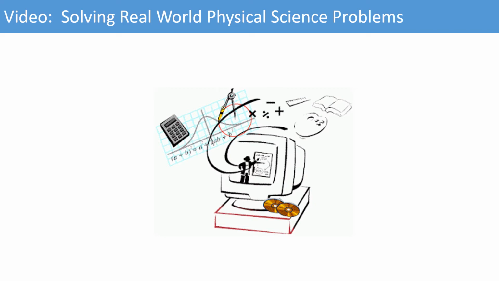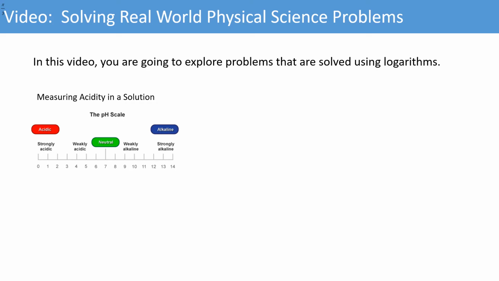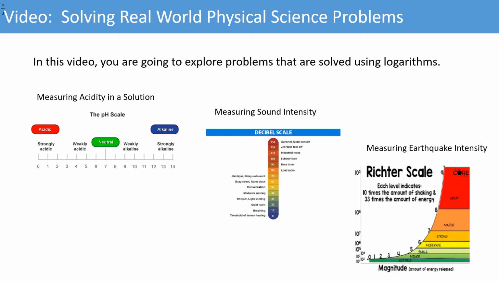Solving real-world physical science problems. In this video, you are going to explore some types of problems that can be solved using logarithms. For one, measuring acidity in a solution using the pH scale. Two, measuring sound intensity with the decibel scale. Three, measuring earthquake intensity with the Richter scale. Let's take a closer look.